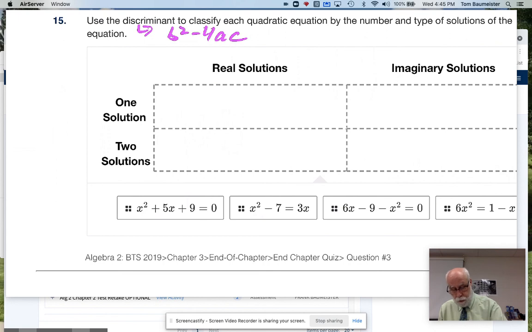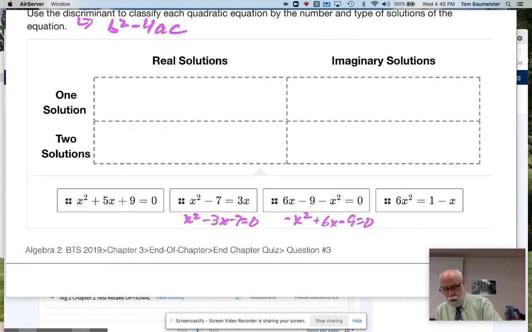So on this one here, we're going to have x squared minus 3x minus 7 is equal to 0. On this one here, we can write x squared. Again, let's put it in the correct order, plus 6x minus 9 is equal to 0. And on this one here, I have the 6x squared there. I'm going to take the x over to the other side, so it becomes plus x. I'm going to take the 1 over, it becomes minus 1.